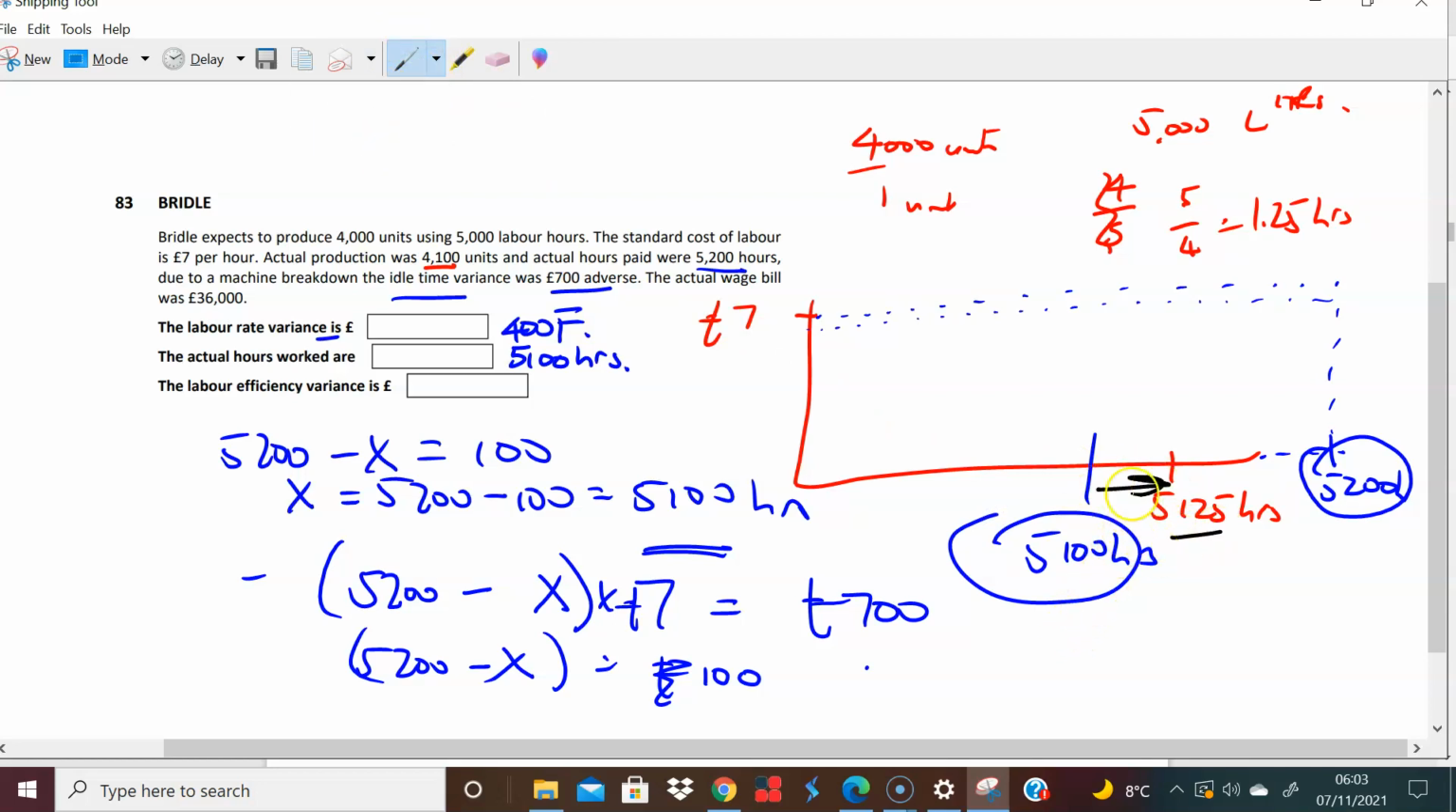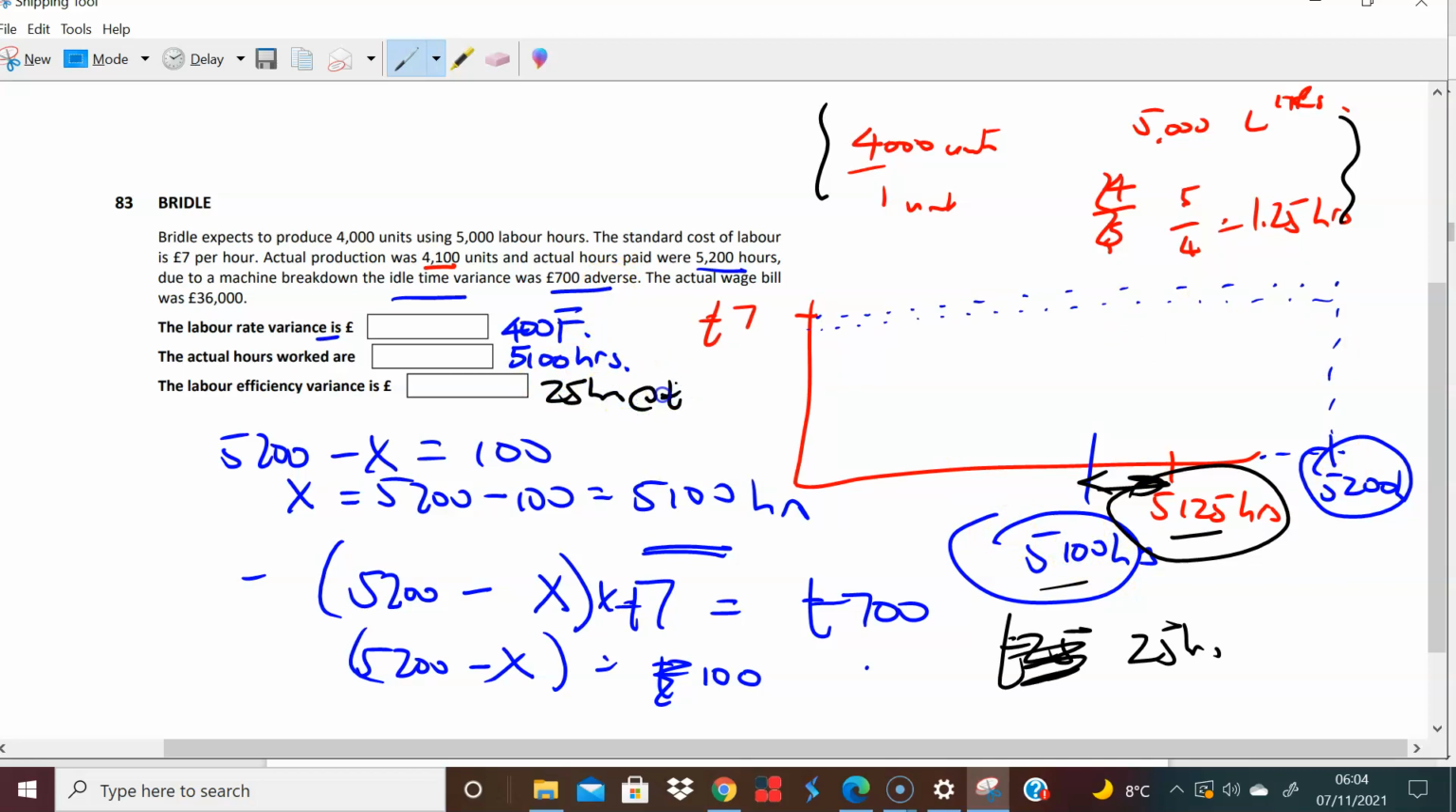And so you have an efficiency variance. You actually did 25 hours less than you should have. That's the standard based on the initial information given to us, like a fixed budget. Then we look at what's going on in blue. That's the 25 hours at £7, because efficiency variance is always based using the standard, and that's £175.